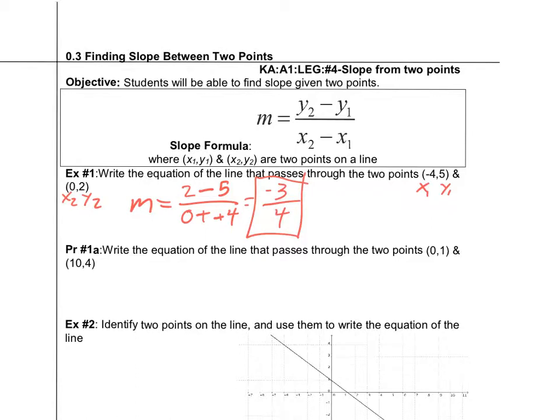Okay, so practice 1A here. I don't know why I called it 1A, but practice 1 here. Write the equation of the line that passes through these 2 points. So now I'm giving you 2 sets of points. I just want you to do the same thing, plug it in the formula, and find out what the slope is. So go ahead and give that a try. You're going to want to pause the video and work on it, and then just unpause it when you're ready to check your work.